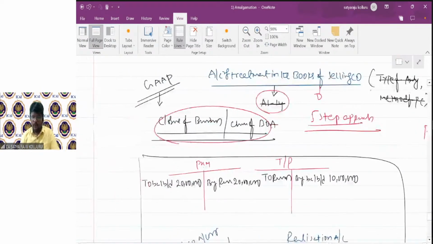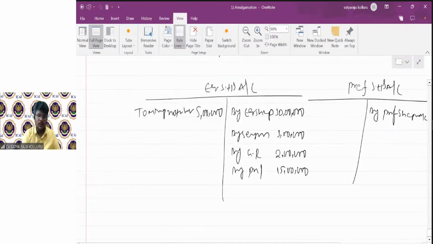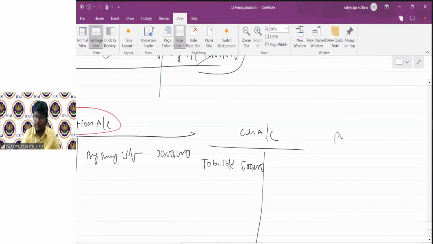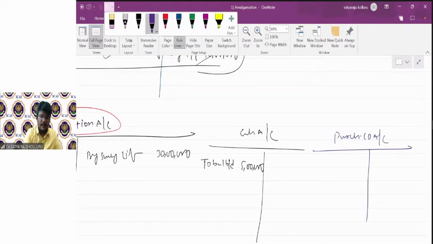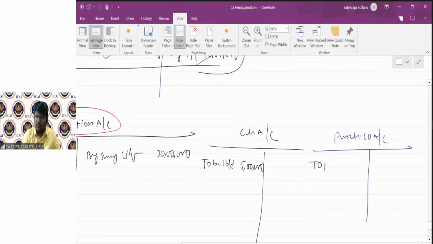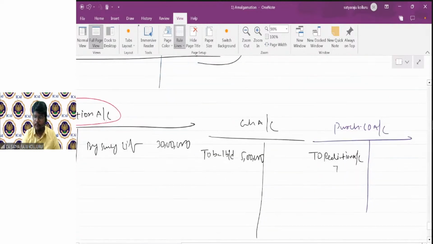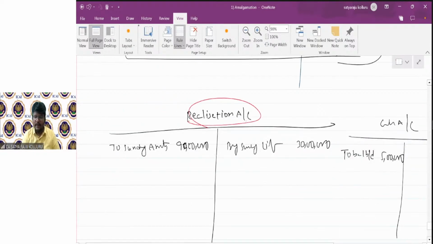Sir, purchasing company, do you open? Not yet opened. You can open the purchasing company now. Let me open the purchasing company account, another ledger, and post that entry. Entry is purchasing company account debit to realization account. How much, guys? 70 lakhs. In purchasing company, this is to realization. Then in realization, by purchasing company, 70 lakhs. This is step number 2, PC due.